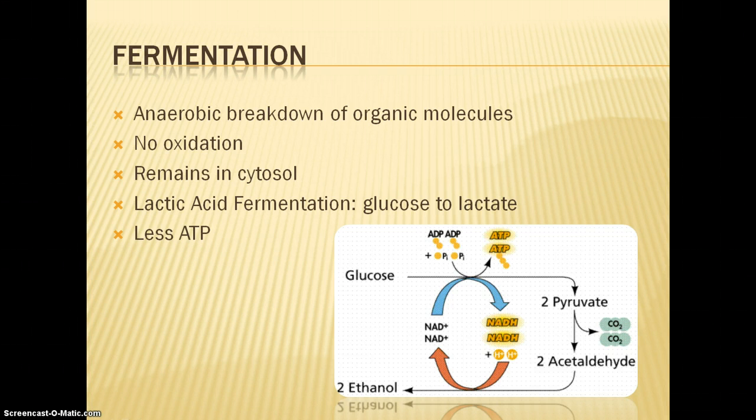There's lactic acid fermentation, which refers to the breakdown of glucose to form lactate. And compared to oxidative phosphorylation, fermentation produces a lot less ATP. So the complete breakdown of glucose in the presence of oxygen yields around 34 to 38 ATP molecules, whereas anaerobic conditions yield only about 2 ATP molecules.